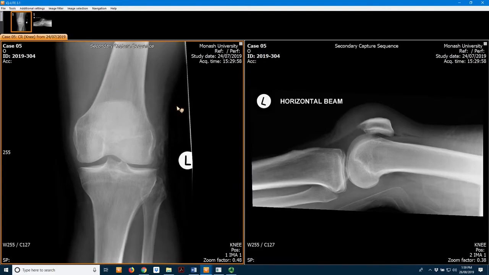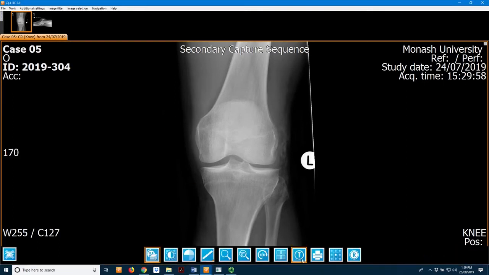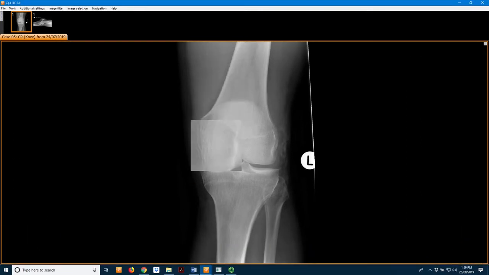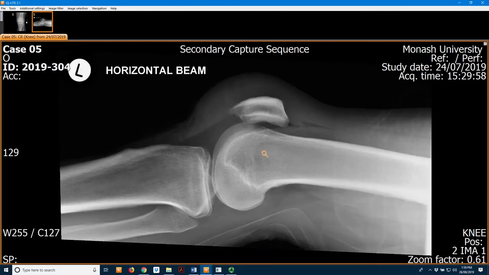Moving on to case 5, this is a patient who was stabbed with a fishing knife by accident. So if we just zoom in, there's nothing here that shows that there has been a fracture of the bone. However, we can see that there is something going on within the soft tissue. And the lateral view is quite useful for us here.